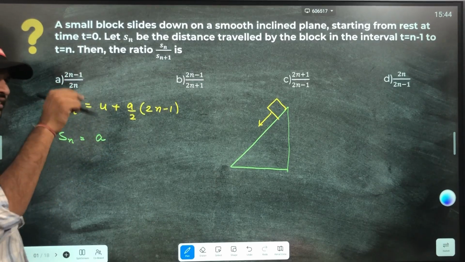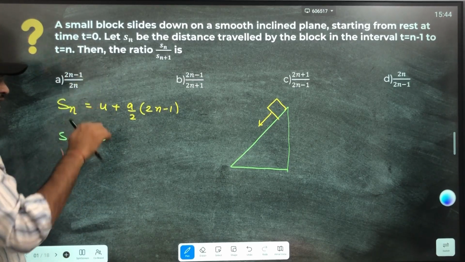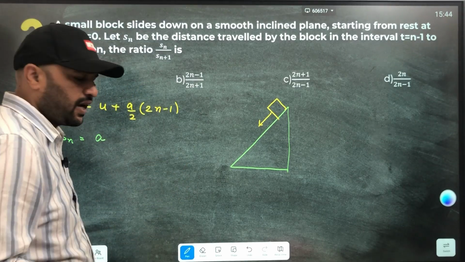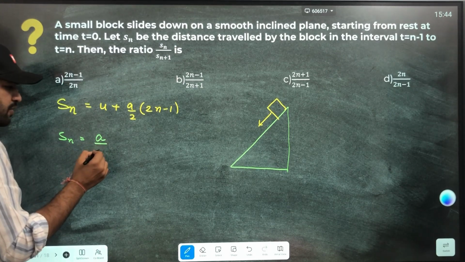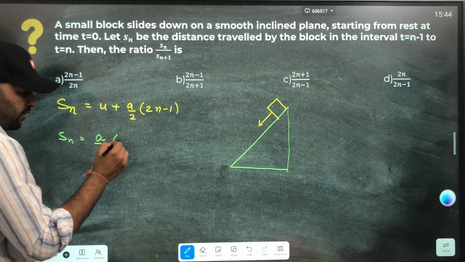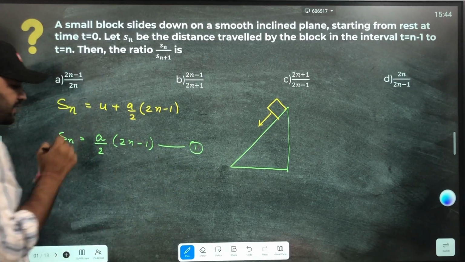We are not putting g sine theta minus mu g cos theta, that we will see later on in the laws of motion. Right now we don't require it, so we'll straight away keep it as a by 2 into 2n minus 1, right? So n is n only, so 2n minus 1. This will be our first equation. This is our Sn, right?